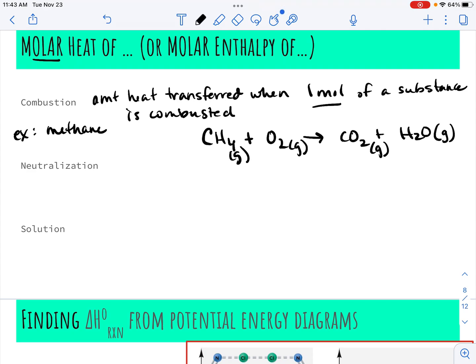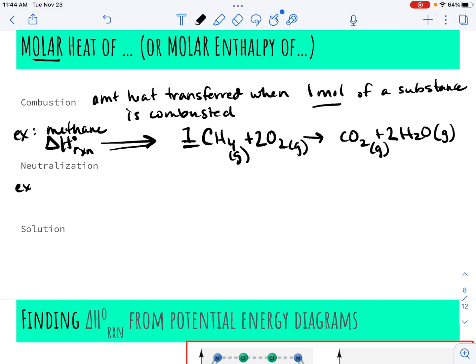Okay, so I need to balance this equation and see what I get. So I have 1 carbon and 4 hydrogen, and that gives me 2 for oxygen. So this comes with 1 mole here. But if I had chosen a different substance and this wasn't 1 mole, I would need to divide the equation by whatever that coefficient is, usually a 2, to make this represent the molar heat of combustion of methane. So the idea would be that delta H of reaction for that equation would be the molar heat of combustion of methane, because it is the delta H for the reaction describing the combustion of 1 mole of methane. The same works for neutralization.